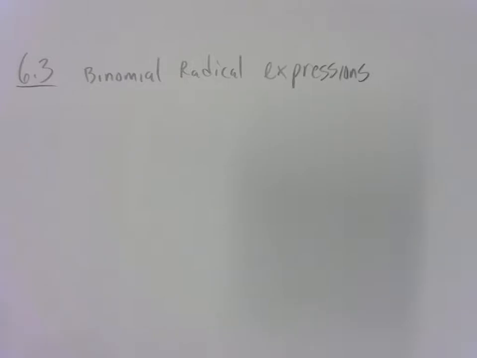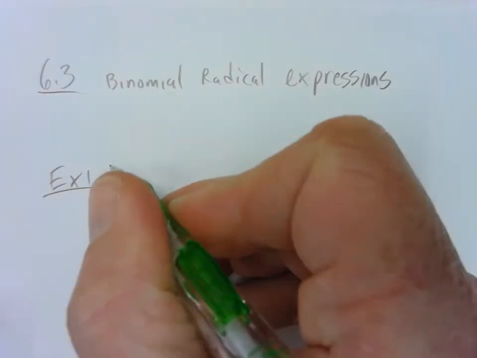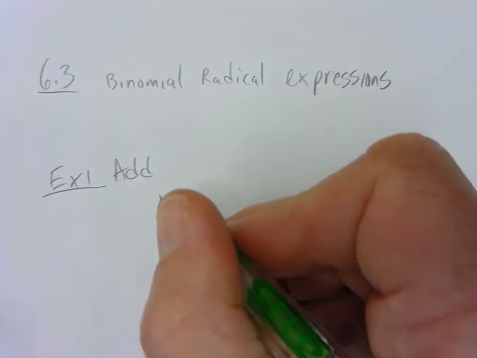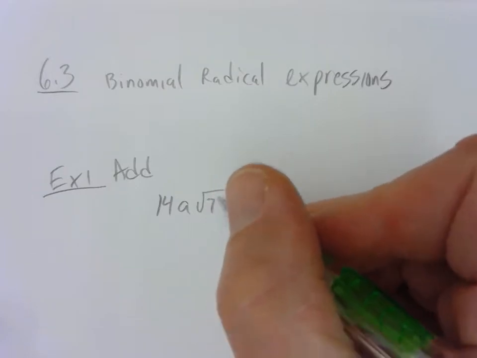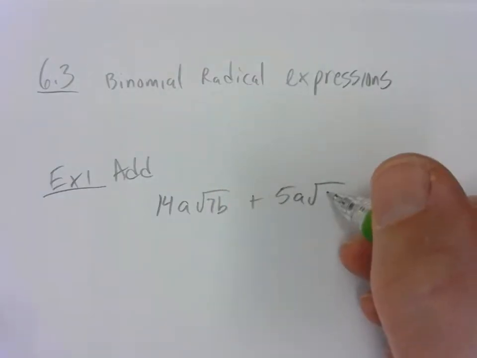All right, welcome to section 6.3, binomial radical expressions. Example 1, we're going to add these two binomials together. So binomials have two terms. So here's the first term, 14a square root of 7b plus 5a square root of 7b.